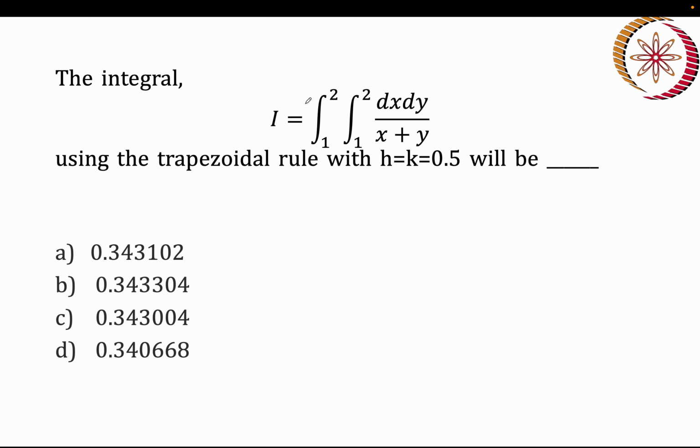The integral I is equal to the integral from 1 to 2 and 1 to 2, where both are limits for x and y. In that case, we are supposed to integrate the function 1 upon x plus y within this range using the trapezoidal rule with h and k both equal to 0.5. Okay, so this is two-dimensional space, and there we are supposed to find the integral of the function over the area.